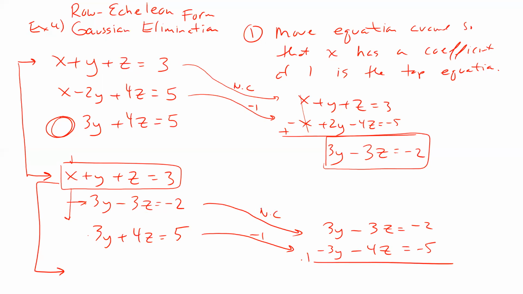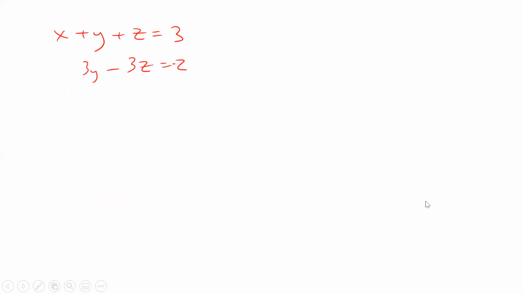Add them up. The y's are gone as planned. I like when things become as planned. Negative 7z. Are we good there with the negative 7? So this becomes our last equation here. So negative 7z is equal to negative 7.